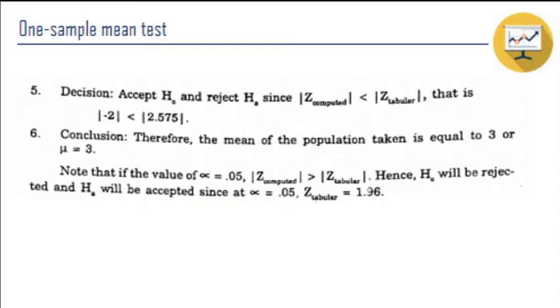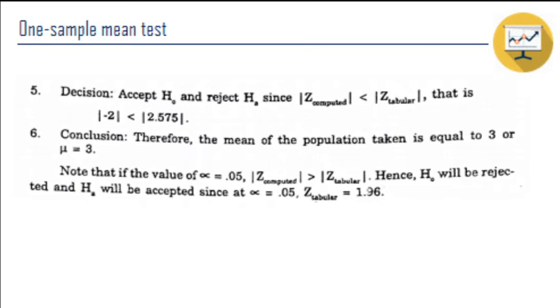We said earlier that when the z computed is less than the z tabular, we accept the null hypothesis and we reject the alternative hypothesis. So, the absolute value of negative 2 is 2 and that is less than 2.575, which is the tabular value. So, as we said earlier, when the absolute value of z computed is less than the absolute value of z tabular, we accept the null hypothesis. Therefore, the mean of the population taken is equal to 3, or we accept that mu is equal to 3.